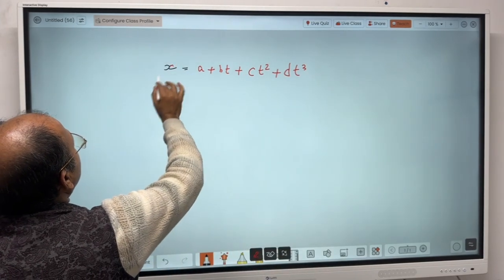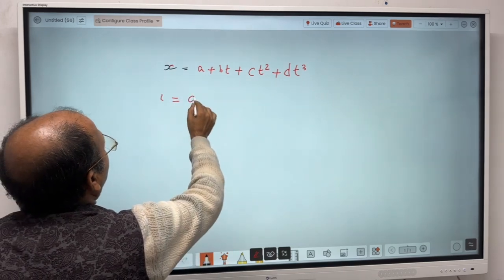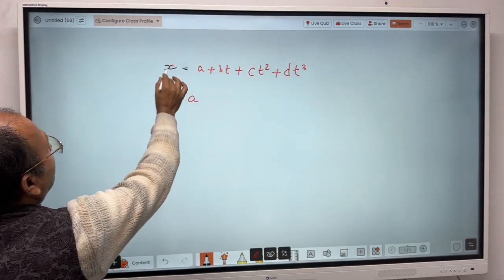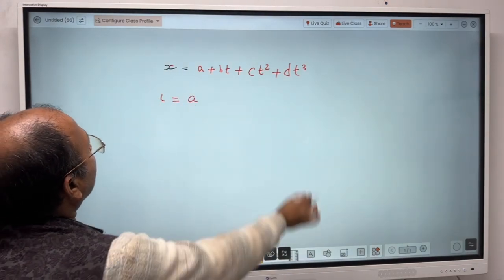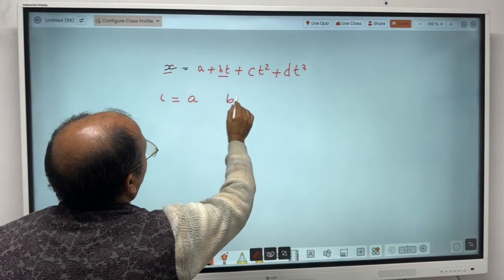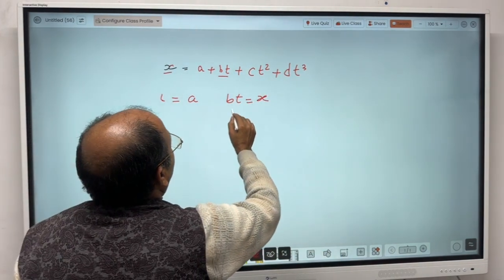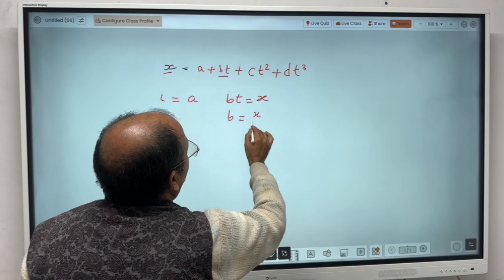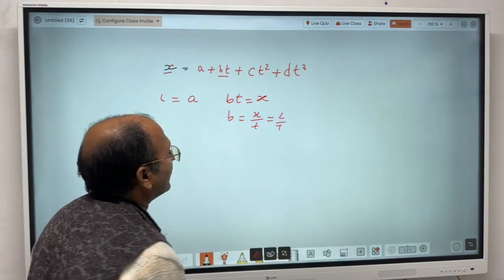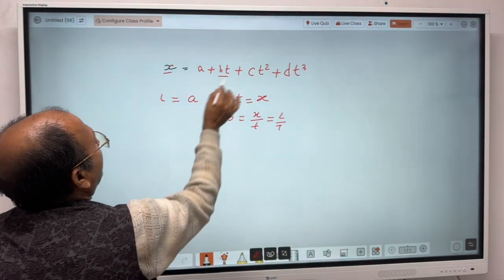Here x is distance, so the dimension of x is L. So we can say L equals A, meaning the dimension of A is the same as distance, so it is L. Now if we consider this term, BT must be equal to x. So B has dimension x upon t, so x is L and small t has dimension T, so we can say LT minus 1.